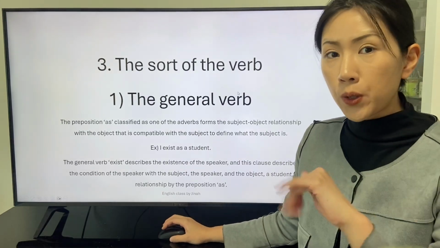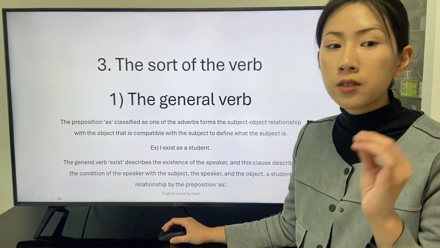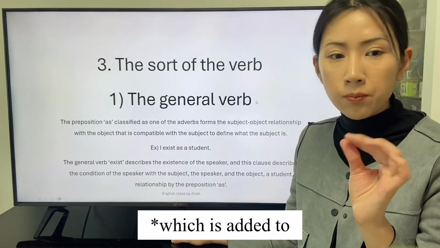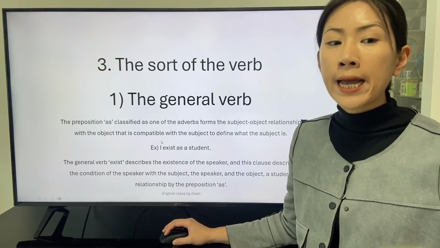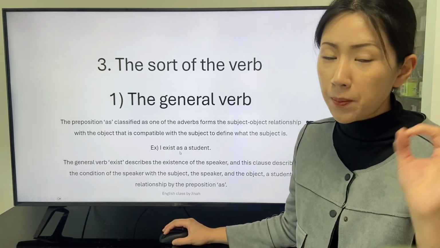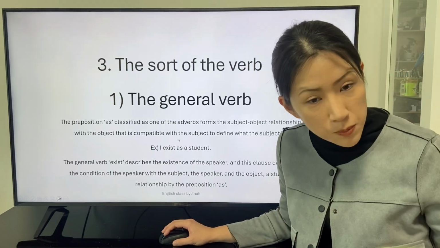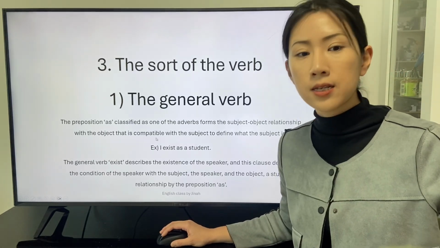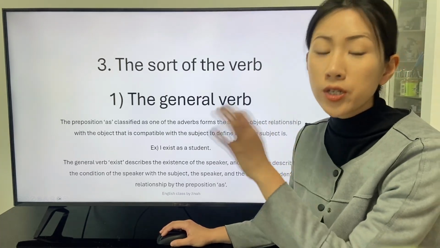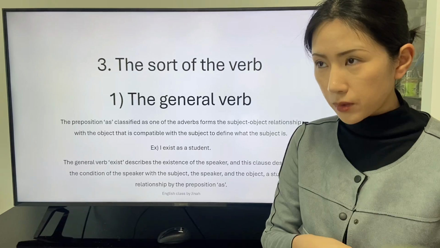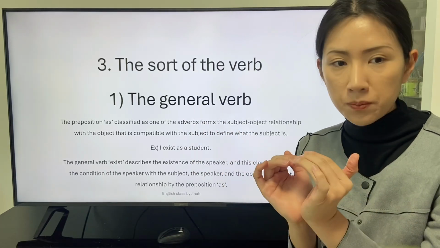In this point of view, let's take a look at the example. I exist as a student. There is a preposition as added to the exemplary clause of the first one. I exist, the description of the preposition to describe the relationship between the speaker as a subject and an object indicated by a phrase of noun, a student, is equivalent to define an object.